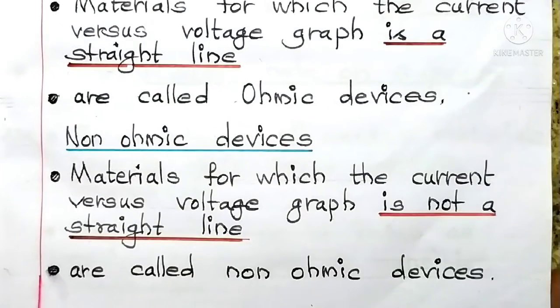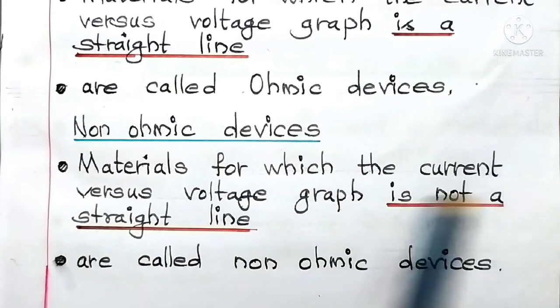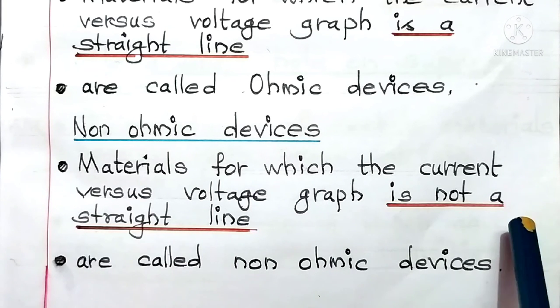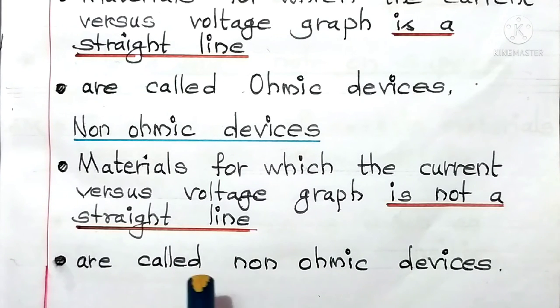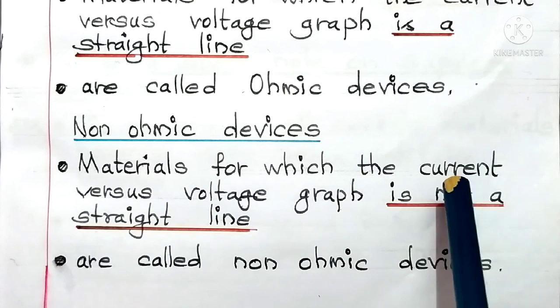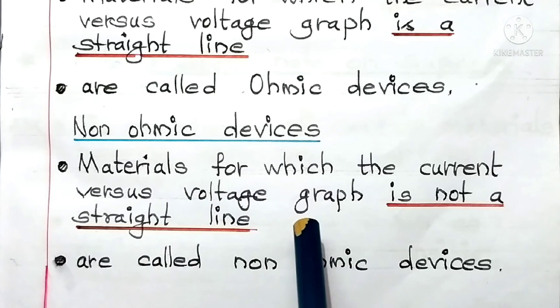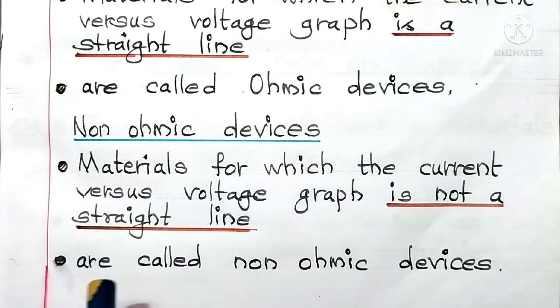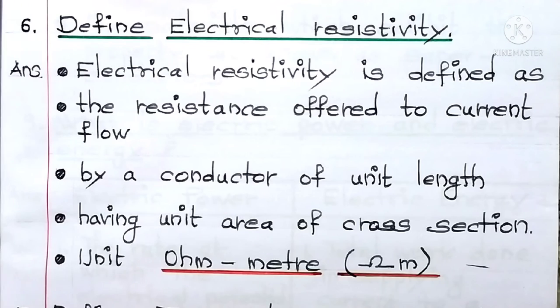Then non-ohmic devices. Materials for which the current versus voltage graph is not a straight line are called non-ohmic devices. For those materials, the current versus voltage graph doesn't come out to be a straight line, so they can be called non-ohmic devices.